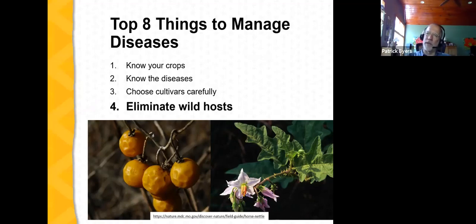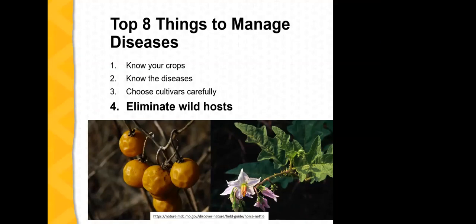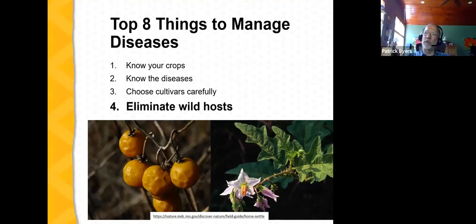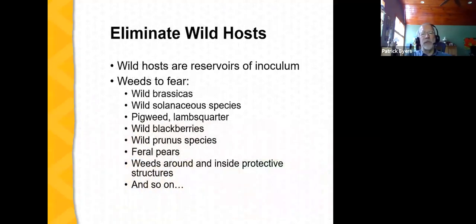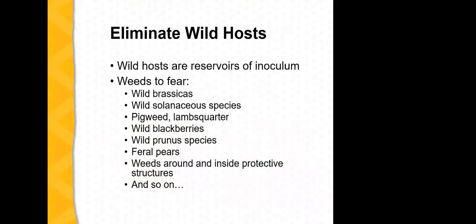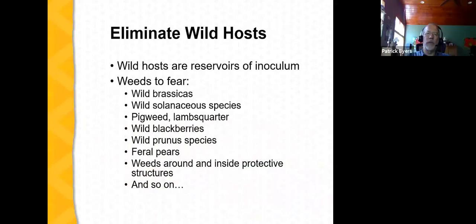So again, remember that third point of the triangle, the presence of the disease. If the wild host is present, there's a good likelihood that the disease is also present. So spending some time eliminating wild hosts can pay huge dividends later on. Some of the other weeds that we want to be concerned about: wild brassicas, things such as wild mustards and other relatives of our brassica crops like cabbage, broccoli, and cauliflower. We already talked about solanaceous species.